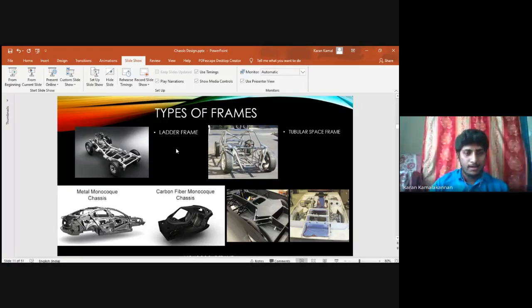Coming to the types of frames, we have many types, like a ladder frame which we use in conventional cars, and a tubular space frame, which we use in our race events and student event cars. For mass production, the monocoque chassis is made up of a single material. We have two types: made of metal, and made of carbon fiber. Some of the solar cars are made purely on monocoque. Okay, full carbon frame monocoque.